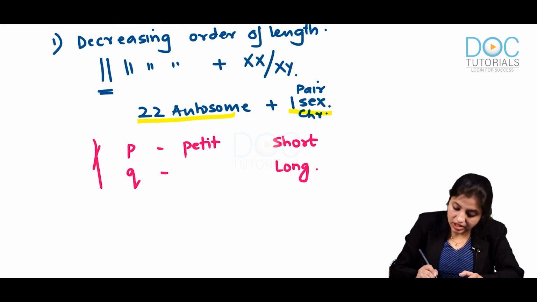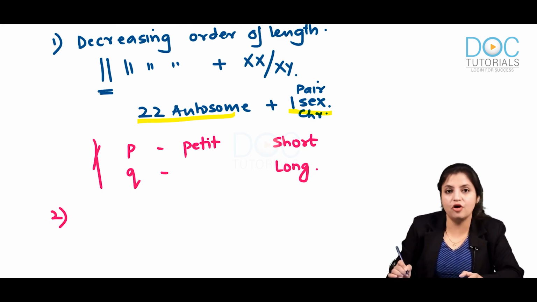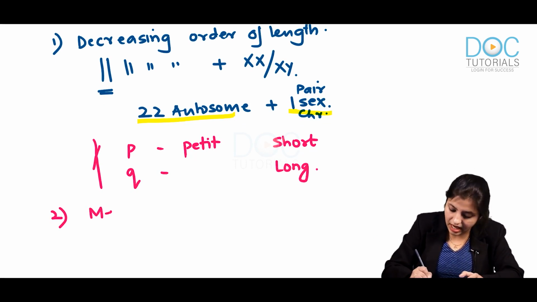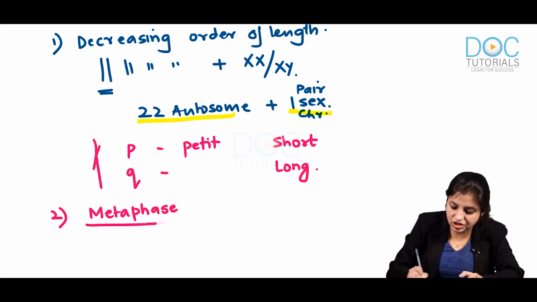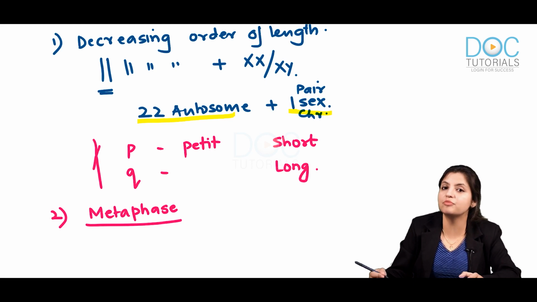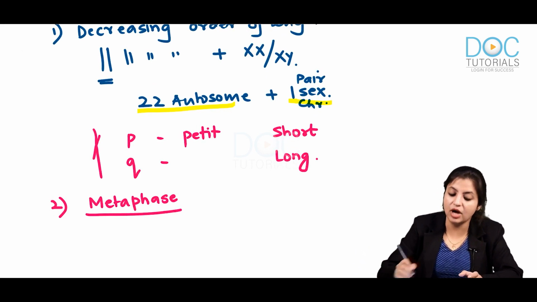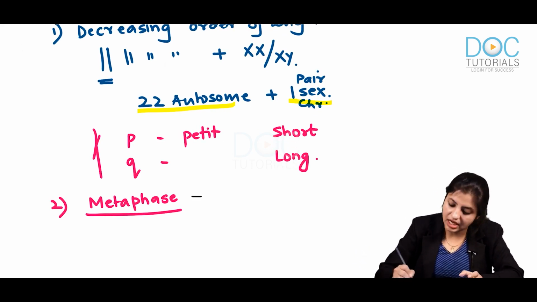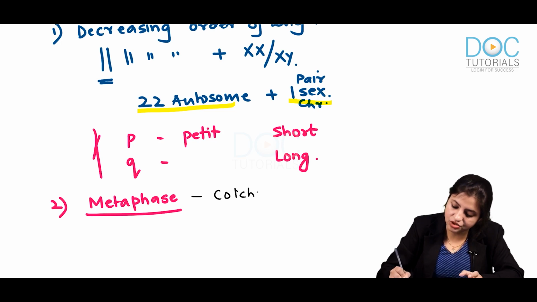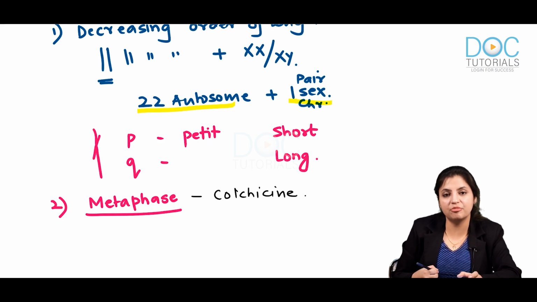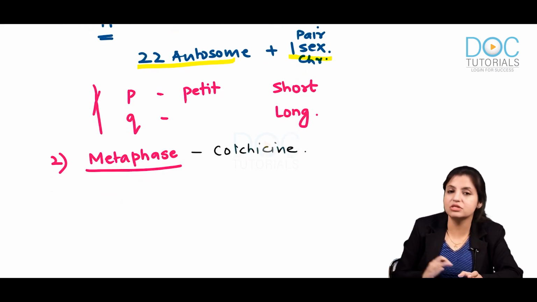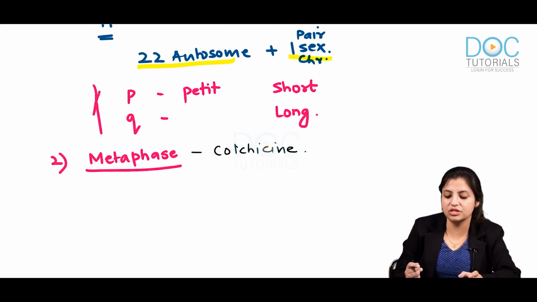Now, the major drawback of karyotyping is that it has to be done in metaphase. So you can't just arrange it like that. You have to stop them in metaphase, that is, you have to do a metaphase arrest. And this metaphase arrest is usually done by colchicine. So colchicine causes metaphase arrest.